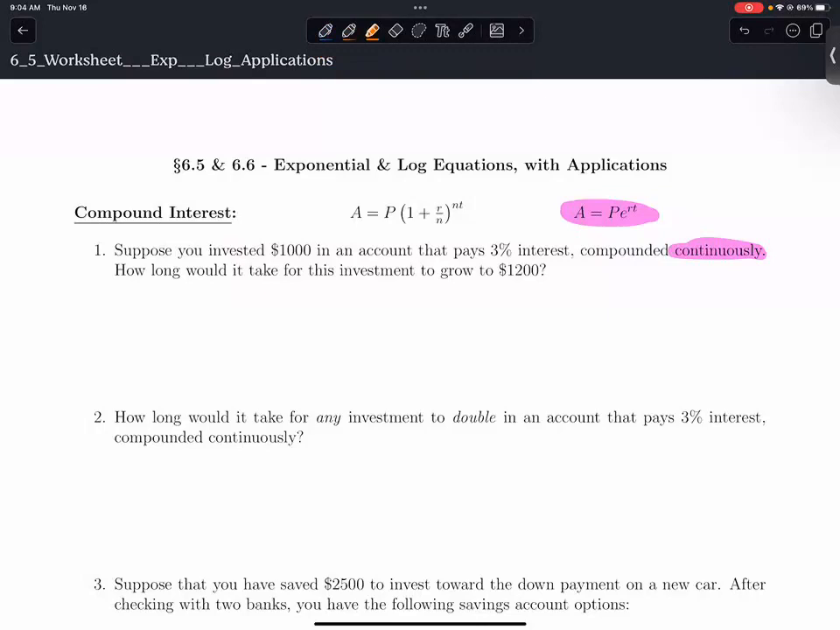All right, so A is P e to the rt. A is the amount after some time passes, right? So thinking of this as a function of time, A of t, if you want. That's the amount at time t. P is the principal or the starting amount. r is the interest rate, t is the time in years. What's the question asking? How long? So what are we not going to know then? t. We're going to need to solve for t.